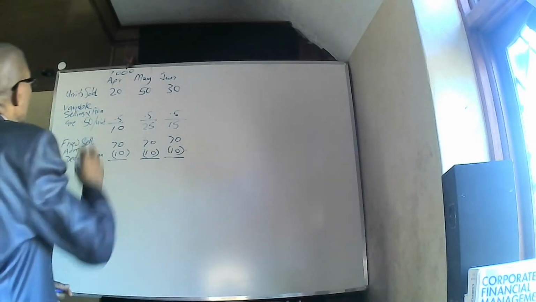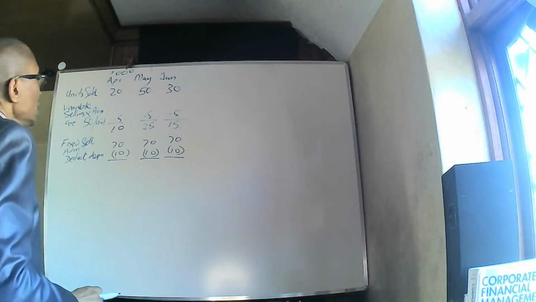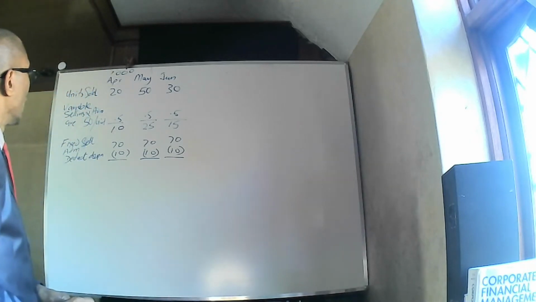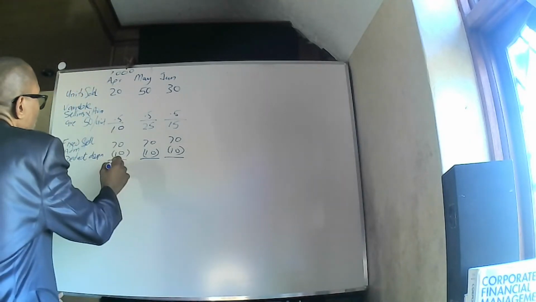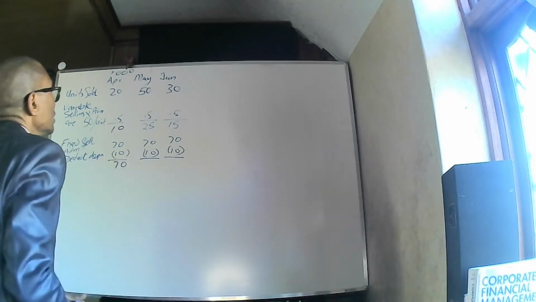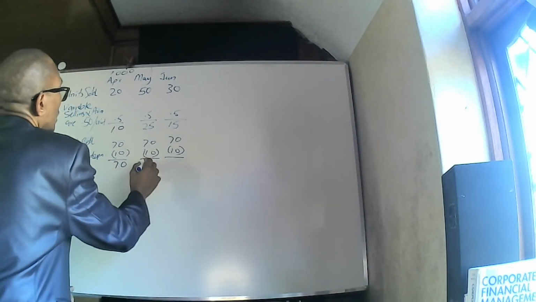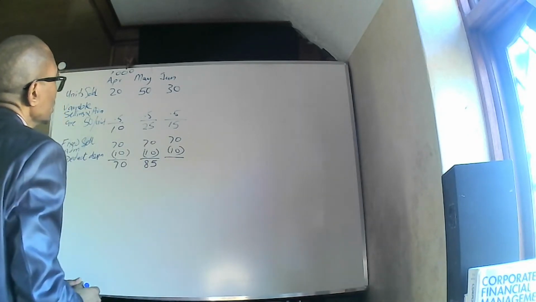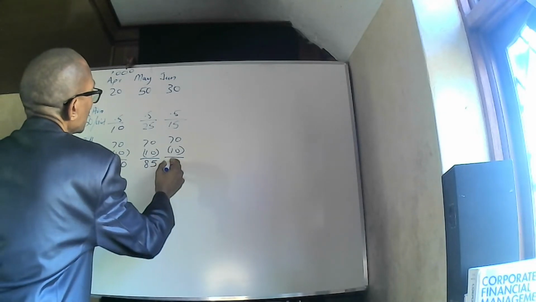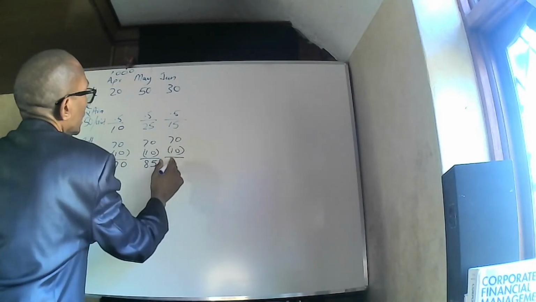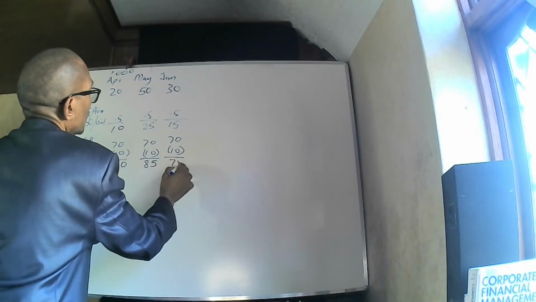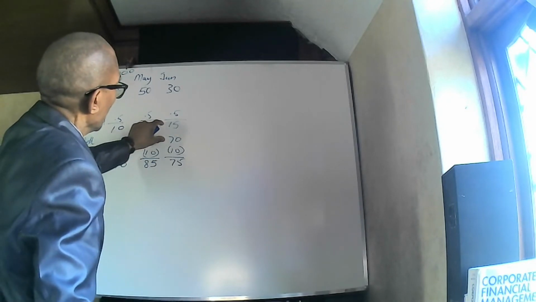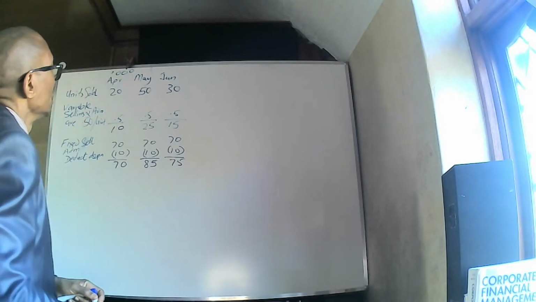So it means that my selling and admin expenses in total, both variable and fixed, will be 70 in April, 85 in May, and then 75. Am I right? 85 minus 10, 75 in June.